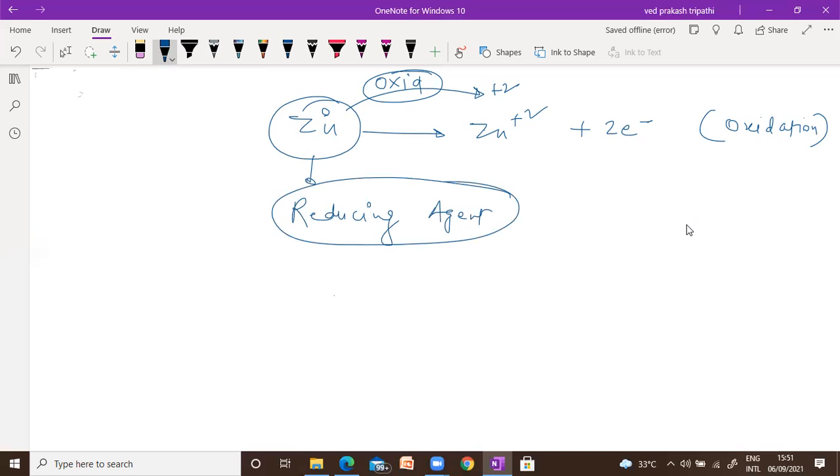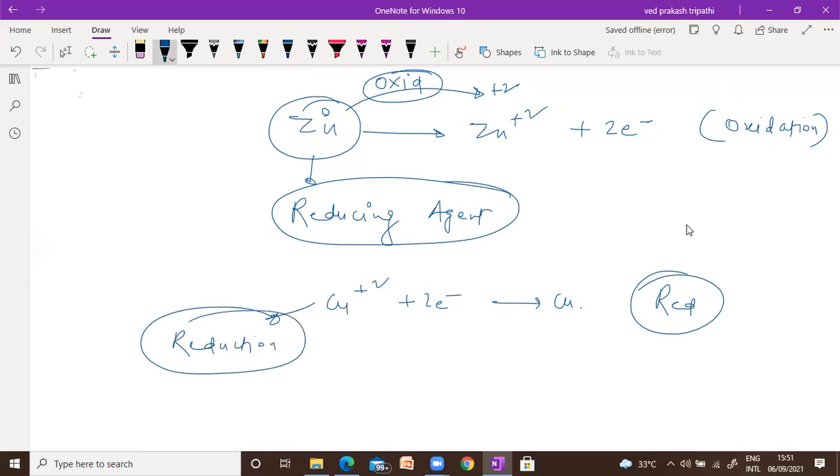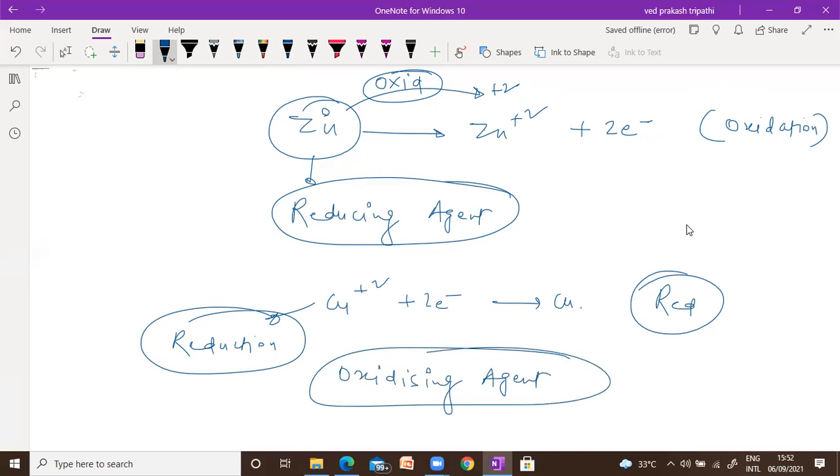And suppose I am saying copper +2 will take 2 electrons to convert into copper. This is the reduction reaction. So copper self reduction here, it means if copper is self reduced, then we can say it will behave as an oxidizing agent. So self oxidation, reducing agent; self reduction, oxidizing agent.